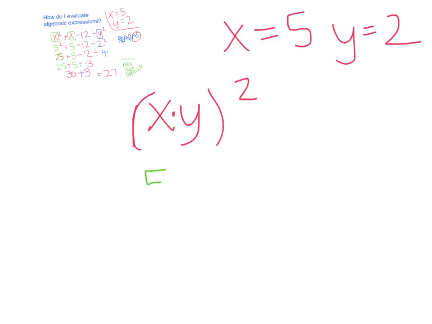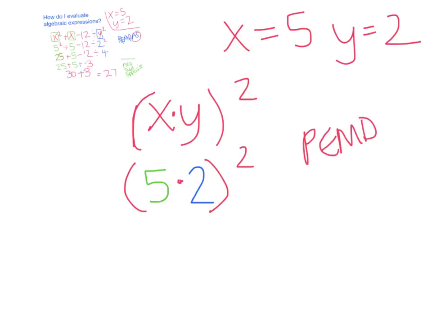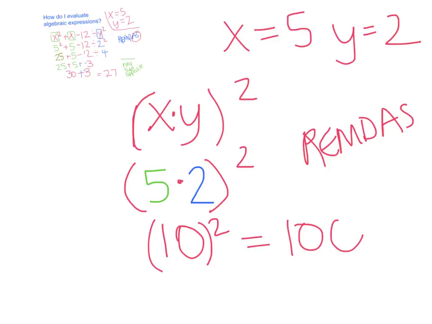So here we go, drag and drop. So x is 5, and y is 2. So I'm dragging and dropping those numbers in there. That's it. So now I'm going to do PEMDAS and follow order of operations. Now there are parentheses, so I'm going to do that first, and 5 times 2 is 10. And then I just have 10 squared now. So exponents is next. 10 squared is 10 times 10, which is 100. And then I'm done.